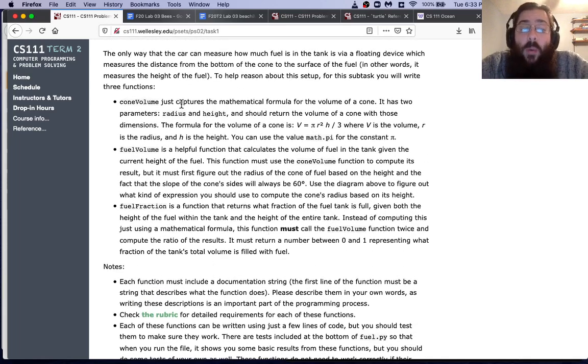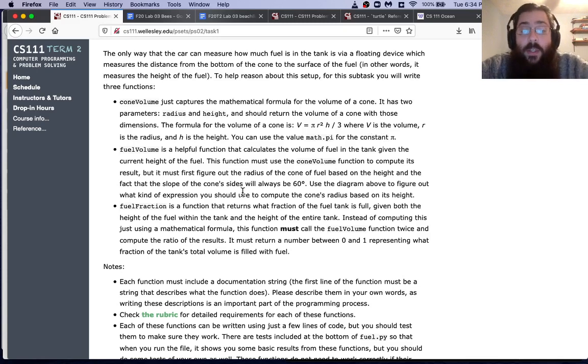There's a function called cone volume, and it just does the mathematical formula for a cone, right? That formula is V equals pi r squared h divided by 3, where V is the volume, r is the radius, h is the height. And there's a variable math.pi that you can use for that constant pi. So the function is supposed to take 2 arguments, the radius and the height, and return a numerical value, which is the volume of a cone that has that radius and that height. So it's a fruitful function.